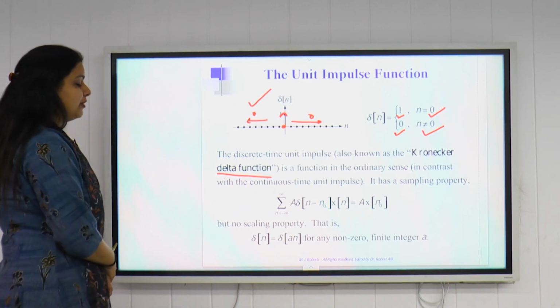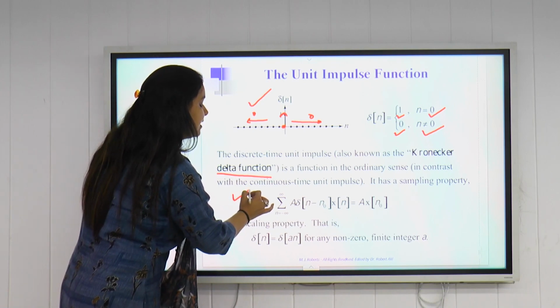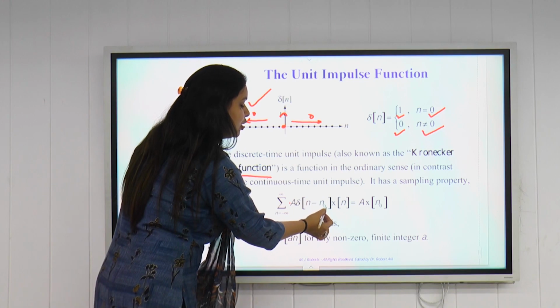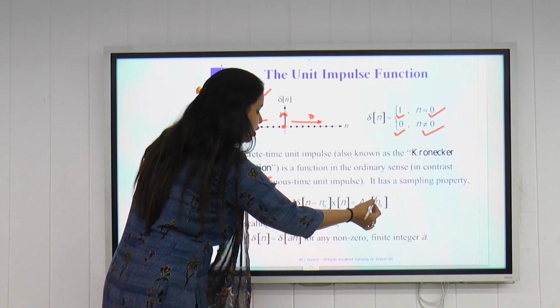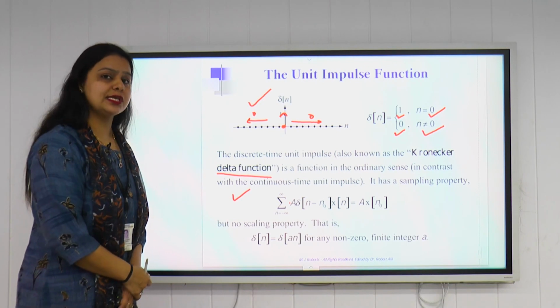If I ask about the scaling property and the sampling property, I can say the summation of amplitude A delta(n minus n0) x(n) is equal to A x(n0), because its value is defined only at n equal to 0.